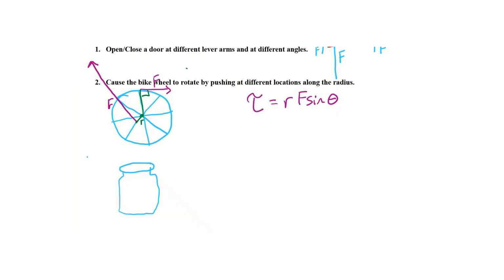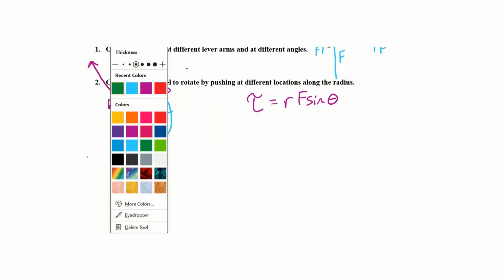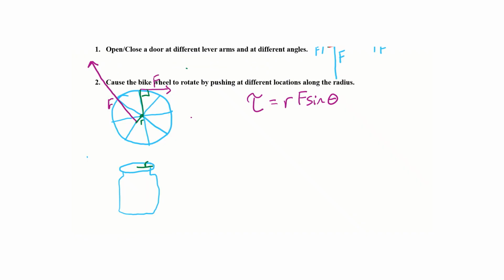Another example of torque would be trying to open a jar. When I try to open a jar using my hands, I'm exerting a force on the edge of the jar, effectively making the lever arm the radius of the jar, or the radius of the lid, I should say. And you can see that would be a 90-degree angle.